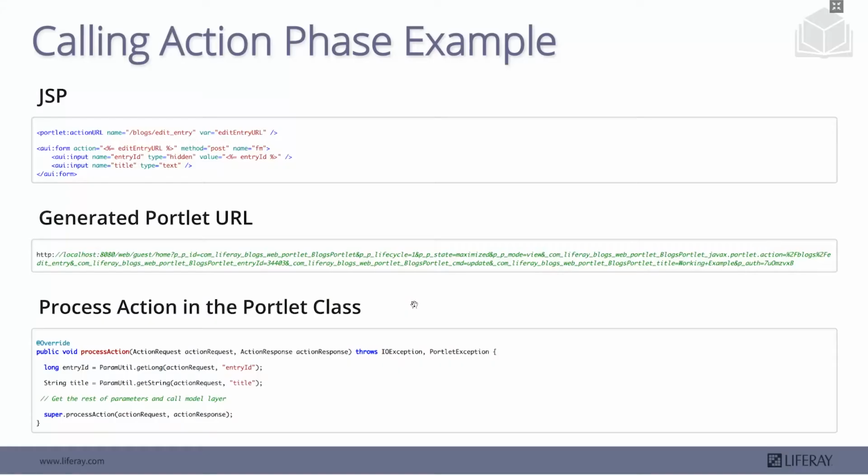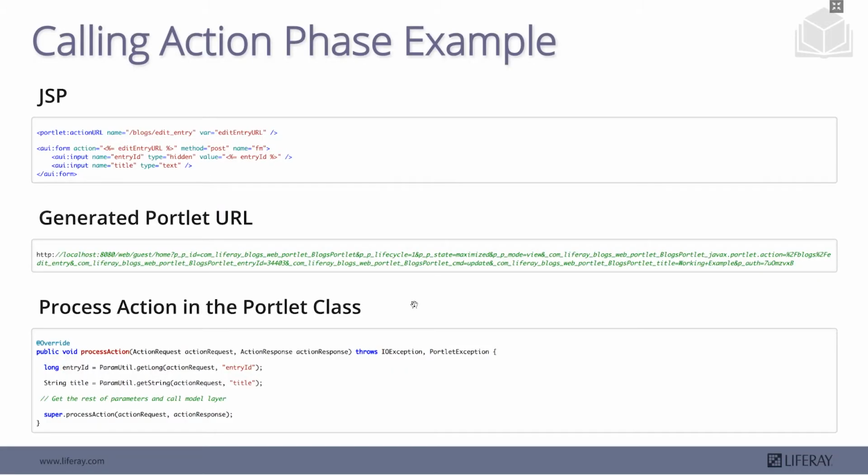Now, how do we call the action phase? It's very similar to how we call the render phase. Over on the JSP side, instead of using a render URL tag, we are now using an action URL tag. In this example, we're going to have a simple form being displayed, and then our end user can enter something within the field and then hit the submit or the publish or the save button, whatever it's going to say. This invokes our form submit, right? And then it's going to call the process action method afterwards.